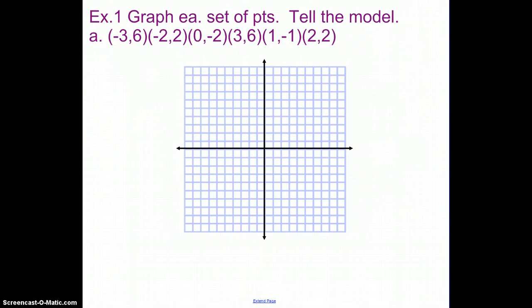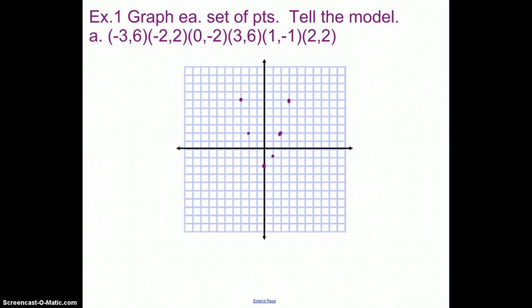Okay, let's look at our next one. Graph the set of points and tell the model. So really all we're doing in this is graphing our points. So negative 3, 6. 1, 2, 3, 4, 5, 6. Negative 2, 2. 0, negative 2. 3, 6. 1, negative 1, and 2, 2.